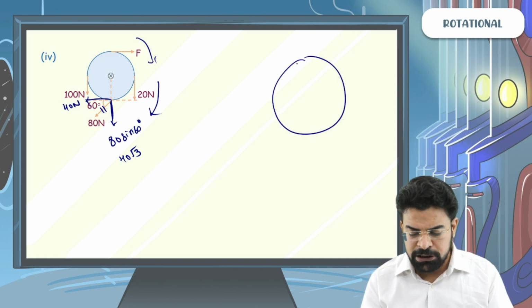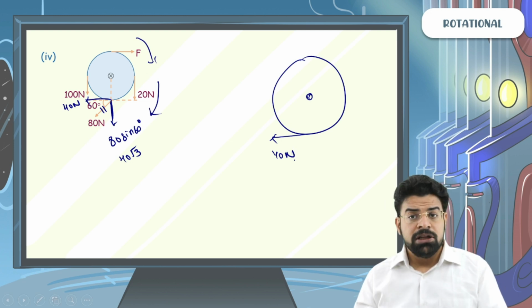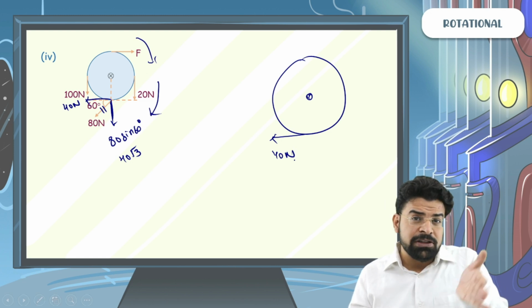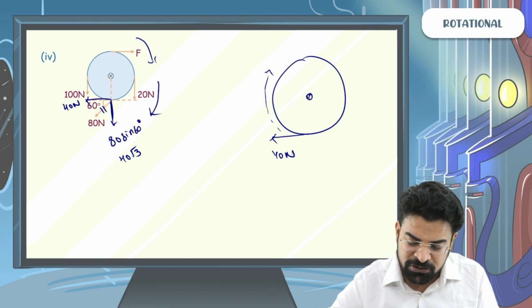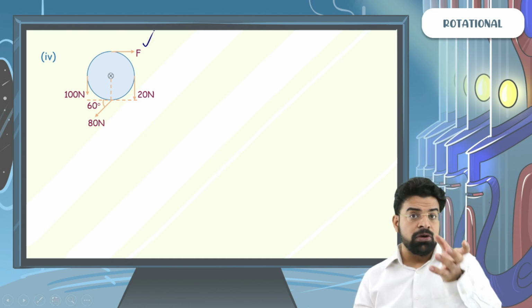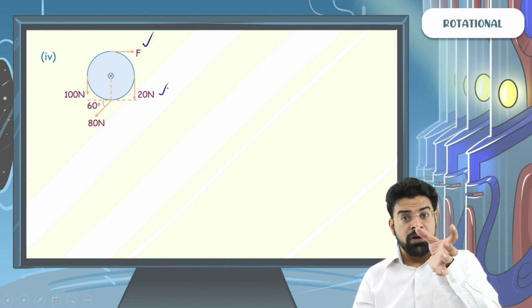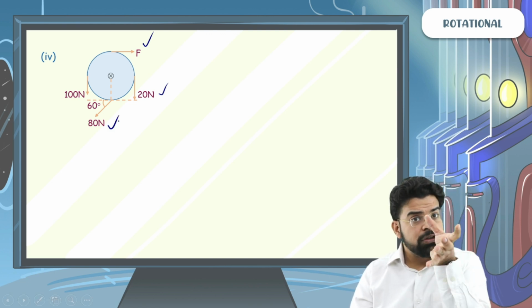Now just think there is a disc hinged at the center and you are applying here a force of 40 Newton. Is this force of 40 Newton trying to turn this disc clockwise or anti-clockwise? So you will say, sir, if I apply a force like this, it is trying to turn it clockwise. So the verdict till now: F tries to turn it clockwise, 20 Newton tries to turn it clockwise, and a component of 80 Newton along the tangential direction tries to turn it clockwise.